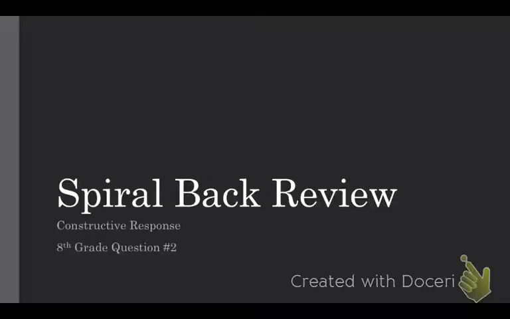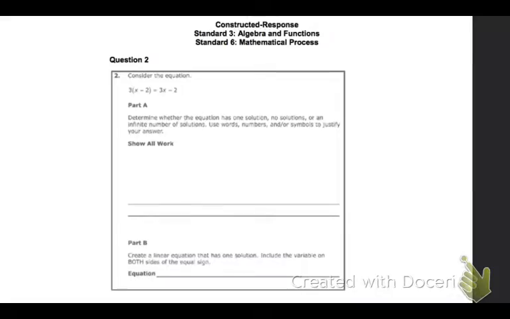Today we'll be working with an 8th grade question. This is number 2 of 5 questions for review. So we're going to go ahead and look at this one. This one says to consider the equation 3x minus 2 equals 3x minus 2.